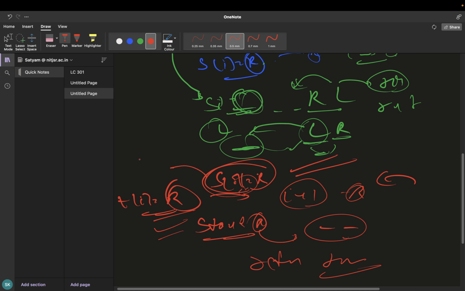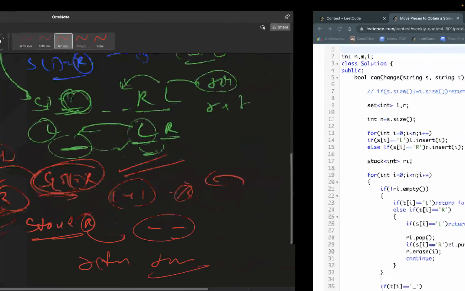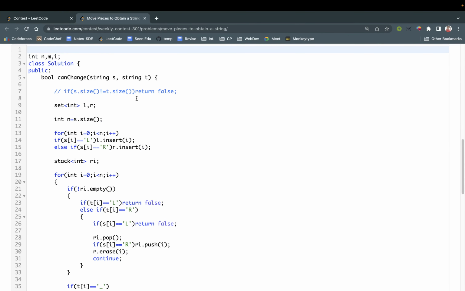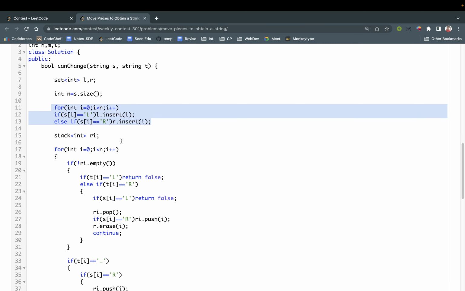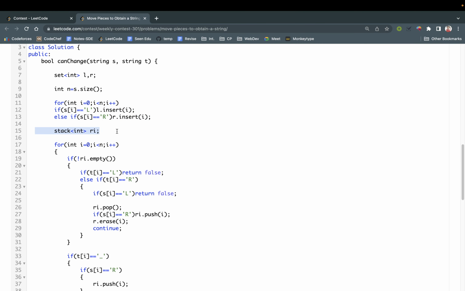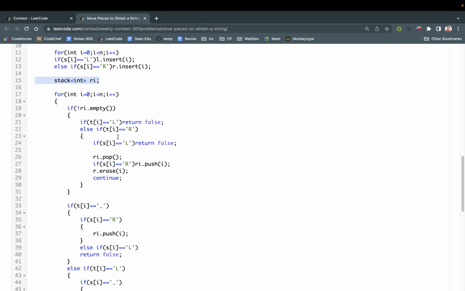So also we have to check if s of i at this place is not equal to L, because we cannot also move to the left side. Simply what I have done in this problem, simply the case that I have written: first I am inserting the indexes of the L and R in the starting string. So here I am storing in the stack the backward R that we are going to encounter in our problem.